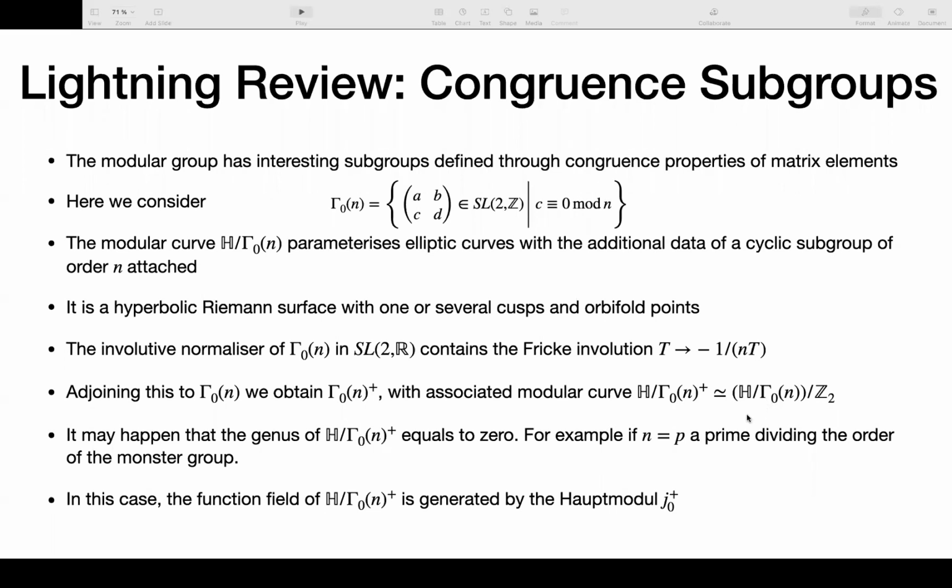Now, it may happen, and it happens in the cases that I'm studying here, that the genus of this Riemann surface is equal to 0. And this is, for example, the case if N is a prime dividing the order of the monster group, but not exclusively so. And in that case, the function field of this Riemann surface is generated by the Hauptmodul. So it's one-dimensional, generated by this function. So this basically defines this function.